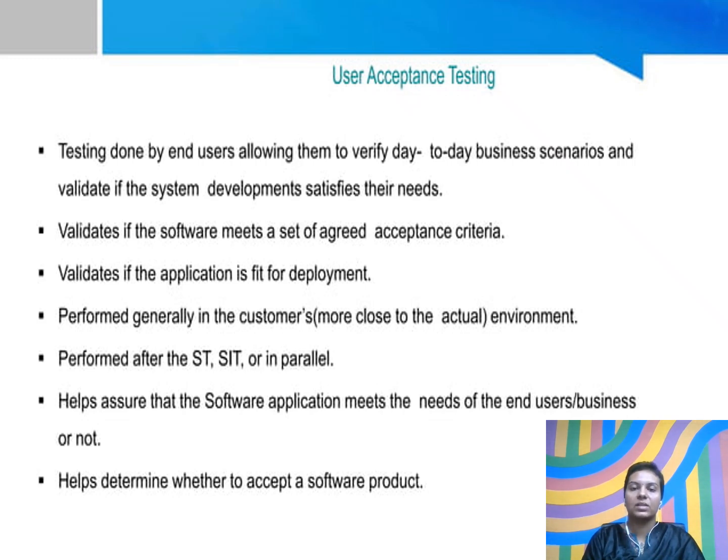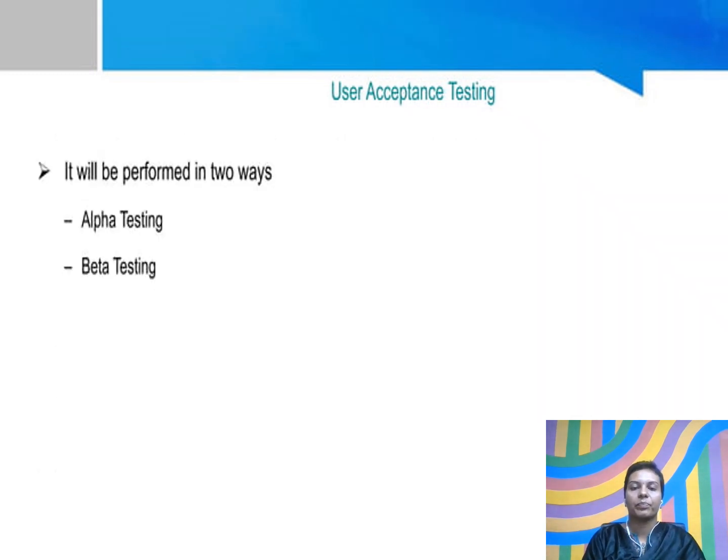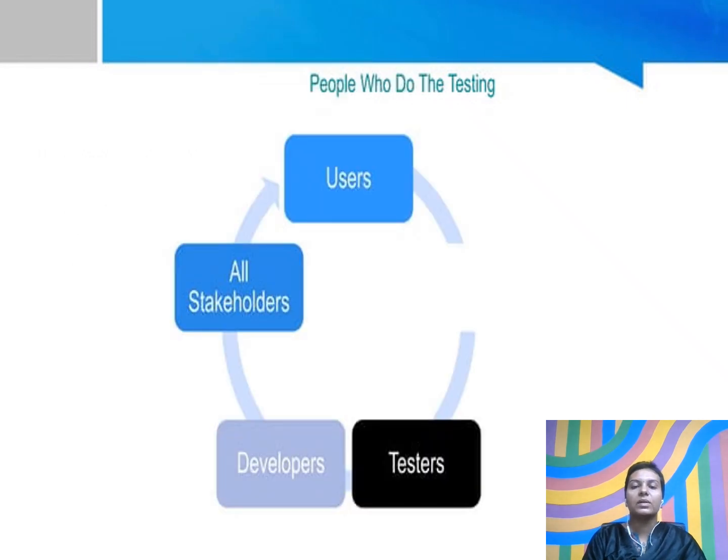In the higher level of testing, that is user acceptance testing, it is done totally in the user environment, which is used to maintain the software and also to satisfy the users. User acceptance testing is performed in two types: one is alpha testing and the other is beta testing. The people involved in testing are users, testers, developers, and all the stakeholders involved in software testing.